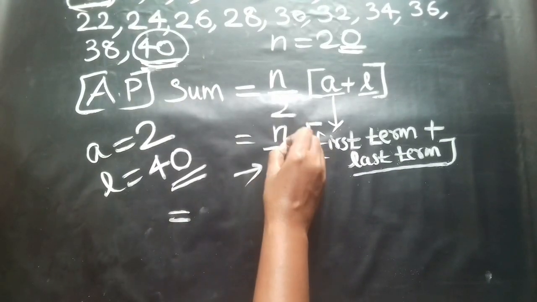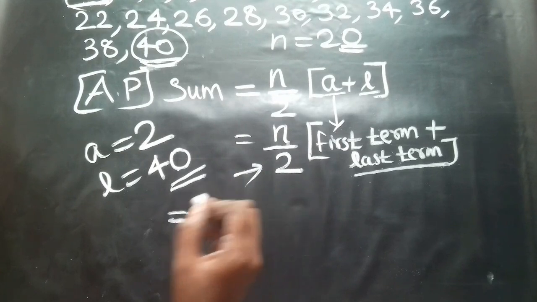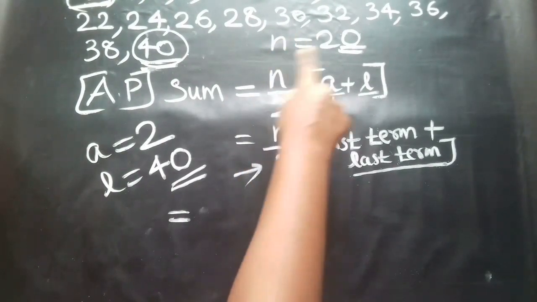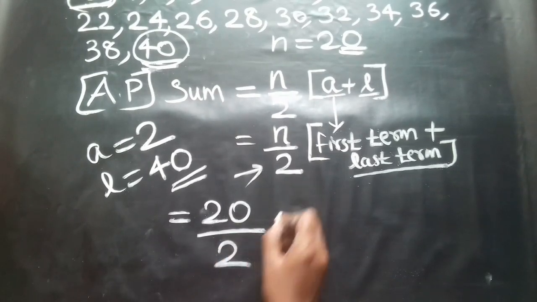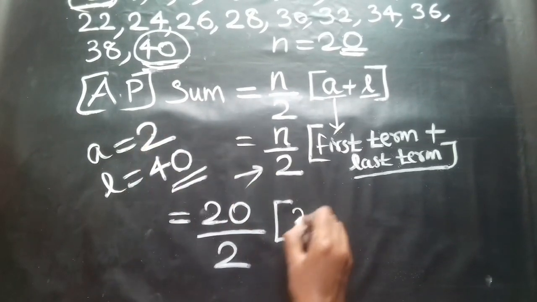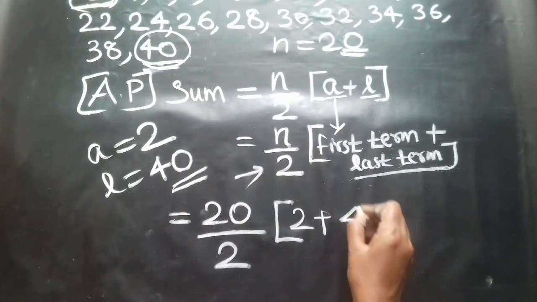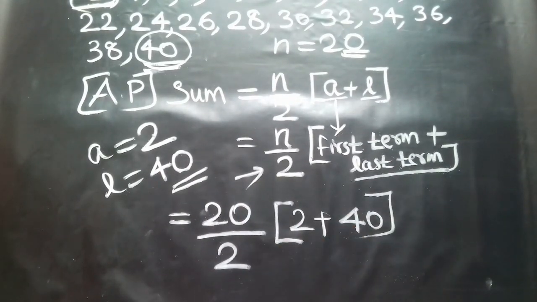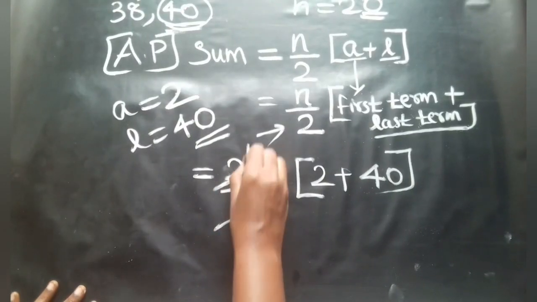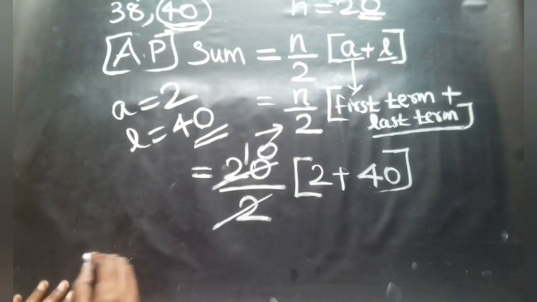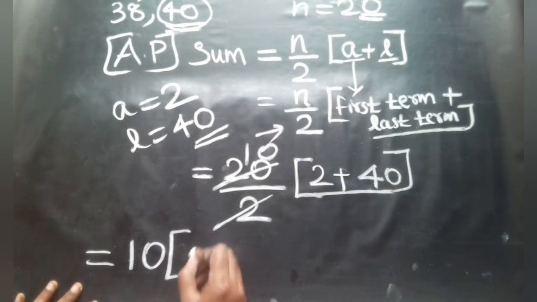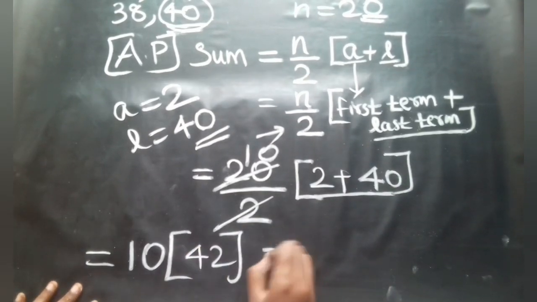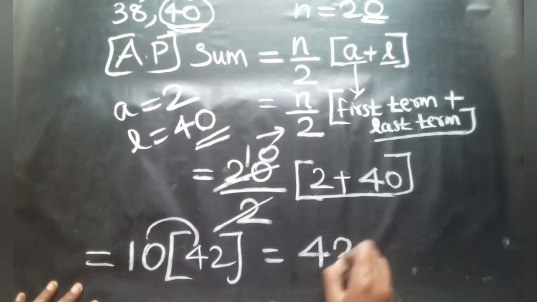So equals, what is n? Number of even numbers. We have n equals 20. So 20 by 2, first term is 2 plus last term is 40. If you simplify this, 10 times 2 is 20, equals 10 into 2 plus 40 is 42. When you multiply this, you will get 420.